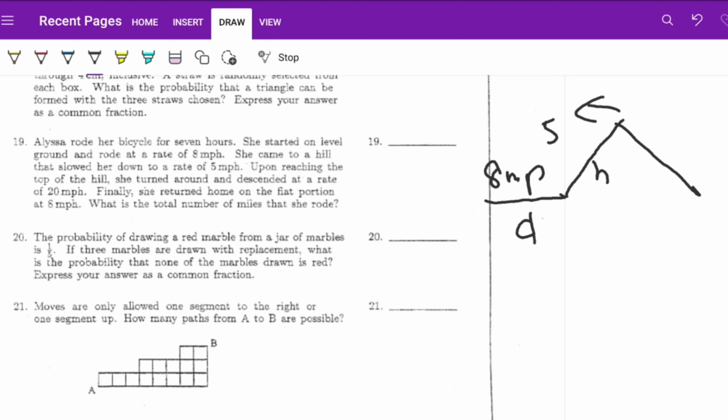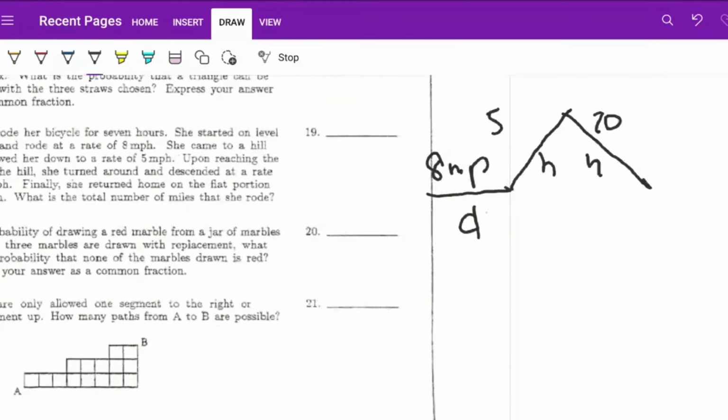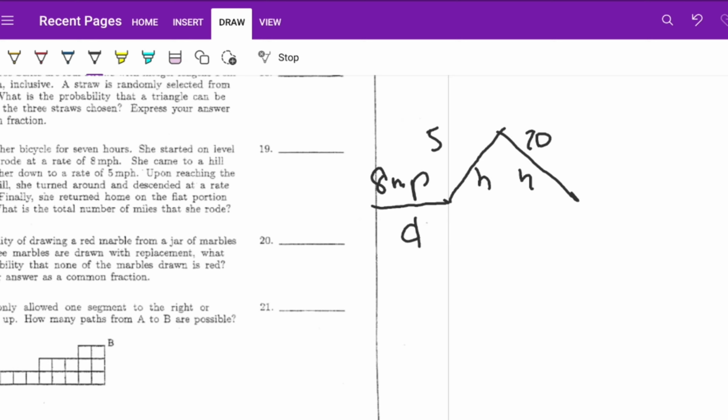Actually, it should be to the left, but we don't have space, so let's just write it on the right. She goes down 20, and these two should be equal because they're the same hill, and comes back with 8 miles per hour.